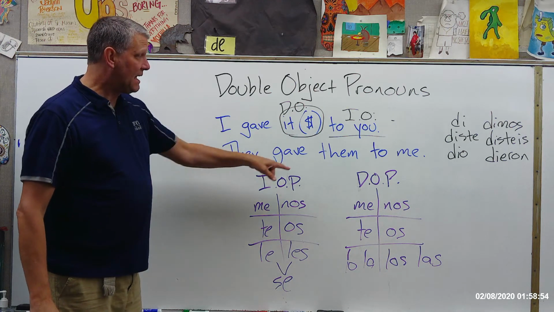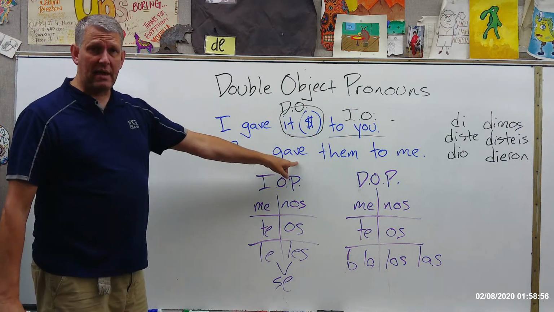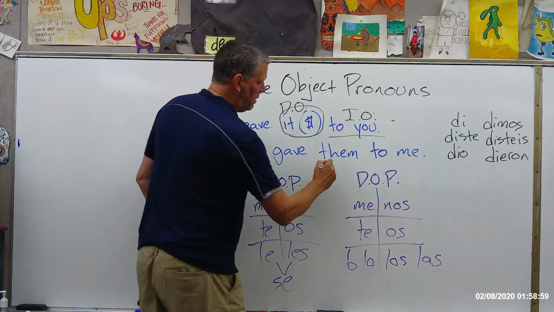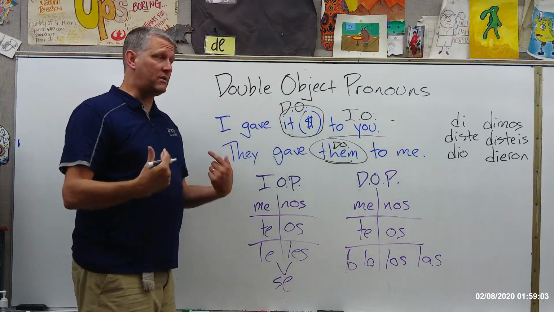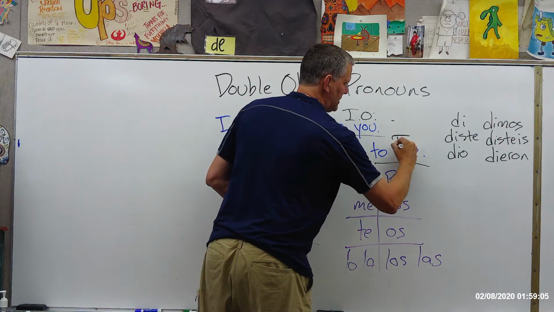With this sentence, they gave them to me. The verb is gave. Who or what was given? Them. In this case, we'll say shoes. To whom were they given? To me. And I'm underlining that to keep it separate.